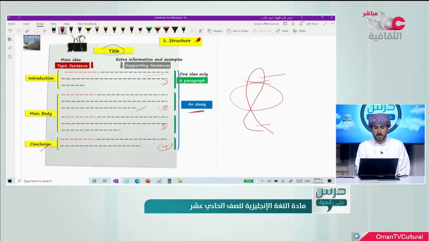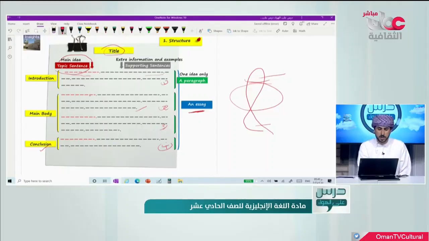Okay, now let's analyze the paragraph. The paragraph consists of several sentences, as we mentioned, but it has 2 types of sentences. The first one is called the topic sentence, and I wrote it here in red color to distinguish it. And by the way, the topic sentence can be found at the beginning of the paragraph, in the middle of the paragraph, and also at the end of the paragraph.